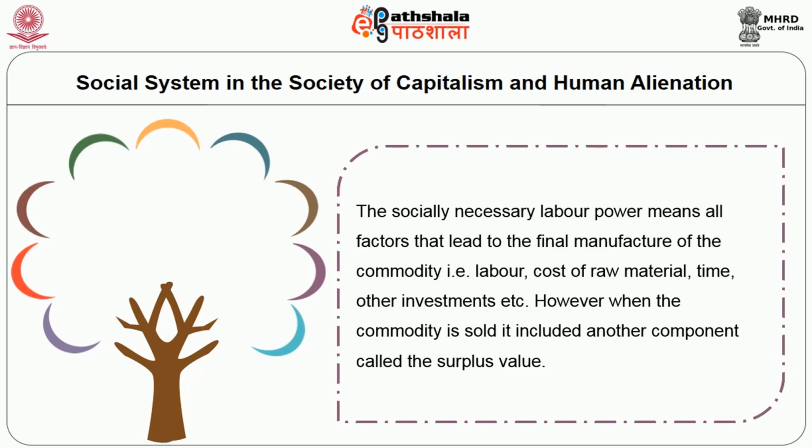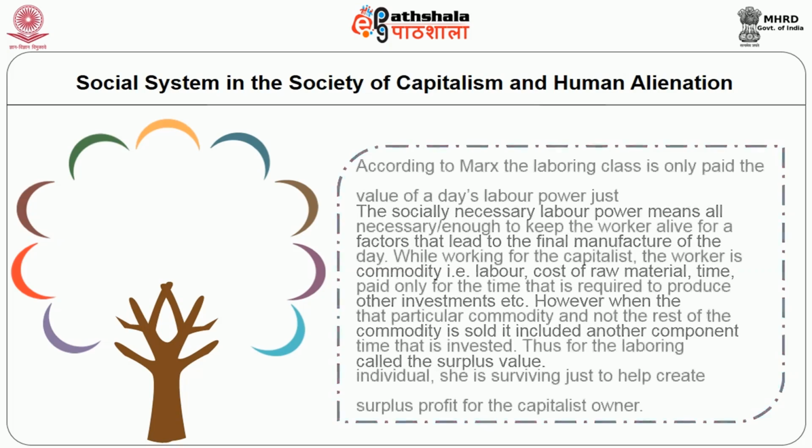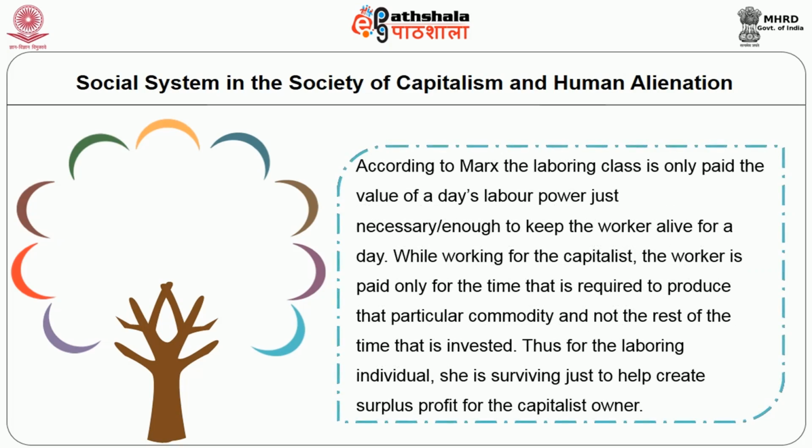However, when the commodity is sold, it includes another component called the surplus value. What is the surplus value? According to Marx, the laboring class is only paid the value of a day's labor power, just necessary enough to keep the worker alive for the day. While working for the capitalist, the worker is paid only for the time that is required to produce that particular commodity and not for the rest of the time that is invested. Thus, for the laboring individual, she is surviving just to help create surplus profit for the capitalist owner.